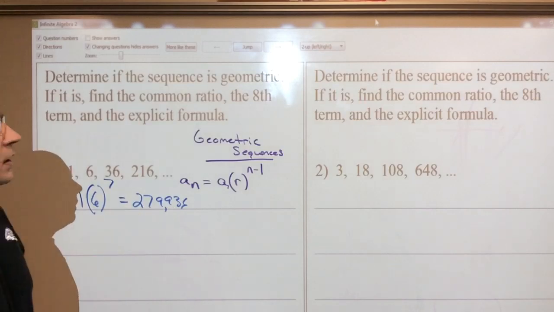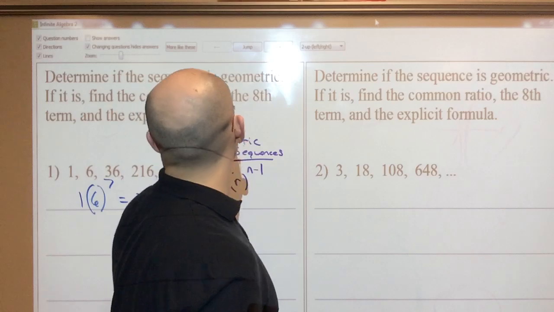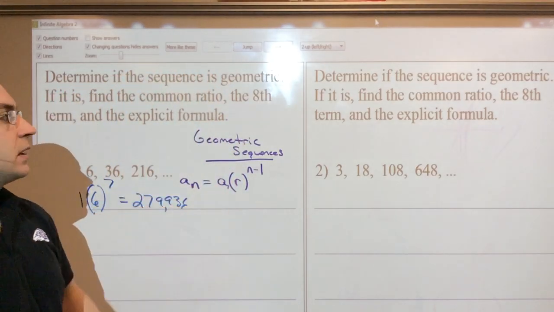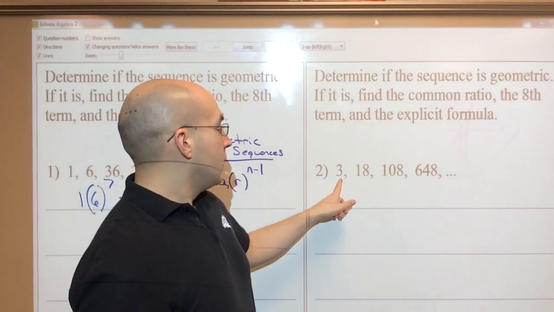All right, good. And yes, it's geometric. Don't worry about explicit formula. We just did the explicit formula. This is the explicit formula. This is the explicit formula. Okay. Here, let's do another one.